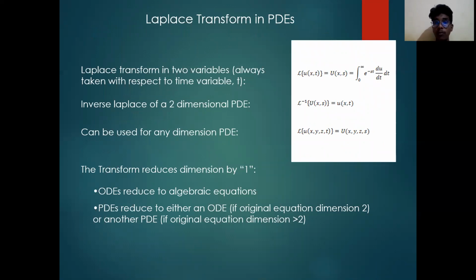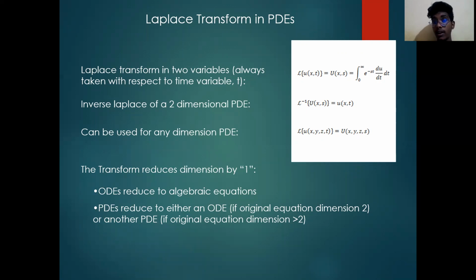So, Laplace transform of partial differential equations. As we can see, the Laplace transform in two variables is always taken with respect to the time variable t. The inverse Laplace of a two-dimensional PDE can be used for any dimensions. The transform reduces the dimension by 1. ODEs reduce to algebraic equations. PDEs reduce to either an ODE if the original dimension is 2, or another PDE.